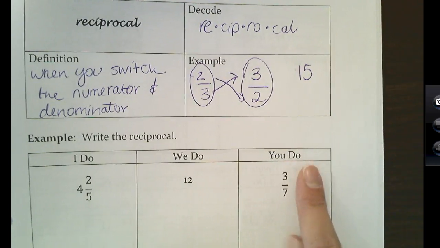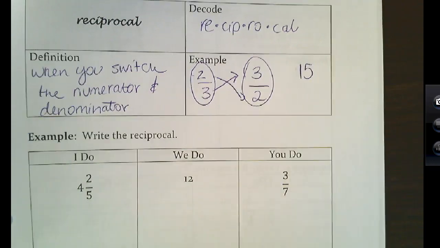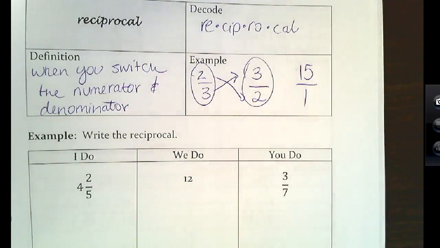15 is a whole number. We can write it as a fraction. How can I write 15 as a fraction? 15 over 1. So go ahead and write the 15 as 15 over 1. You writing that down?